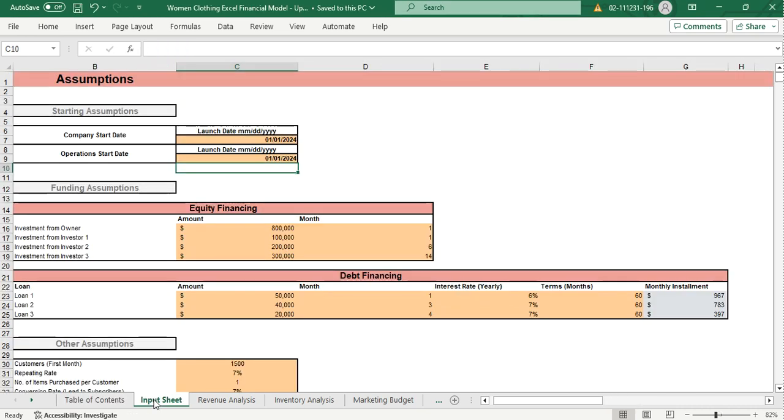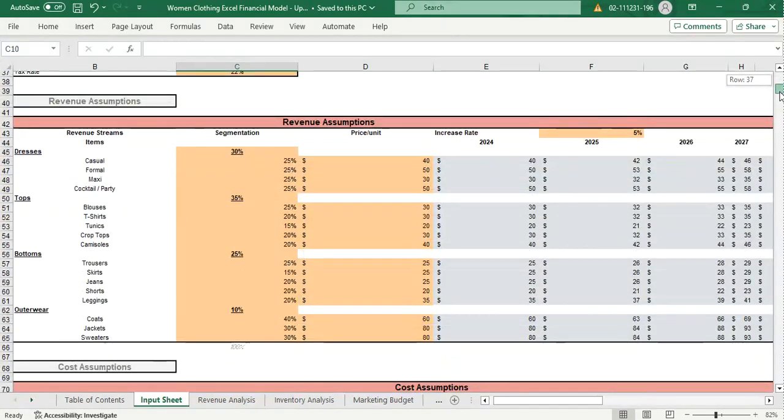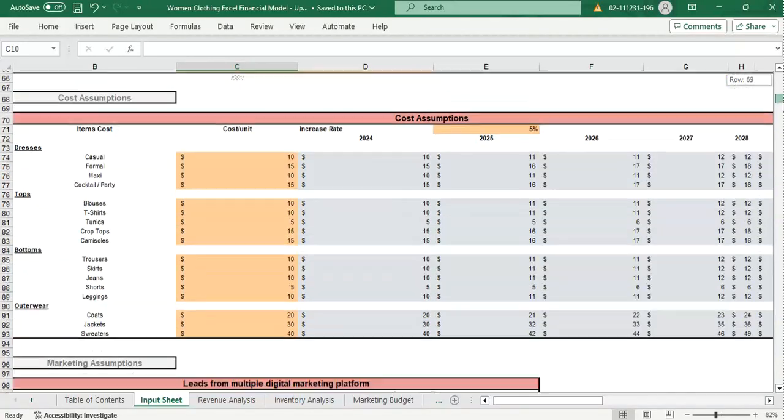So moving on to the input sheet. In the input sheet, we have different kinds of assumptions regarding the business, such as the starting assumptions, the funding assumptions, which include the equity financing and the debt financing, some other assumptions. Then we have the revenue assumptions, the price of each unit. Then we have the cost assumptions.